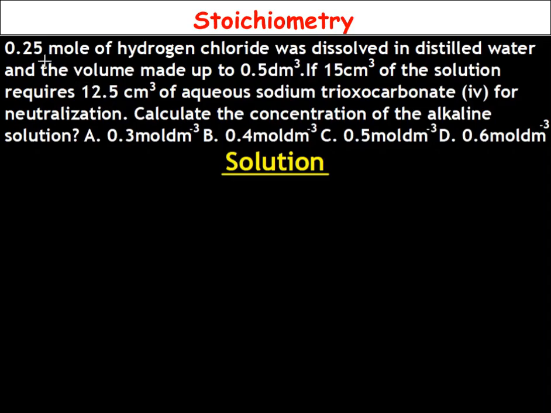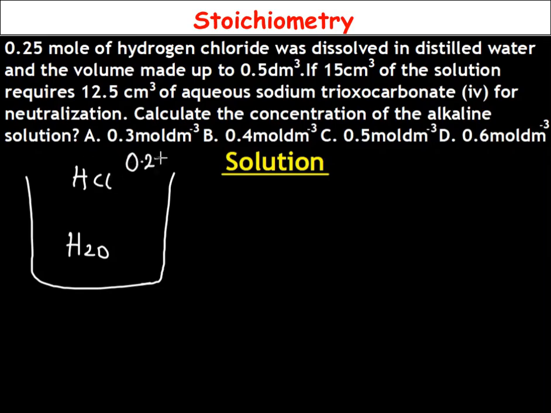But then, we have it that 0.25 mole of HCl, hydrogen chloride, was dissolved in distilled water. So let's see if I should draw a diagram. If I have in this container distilled water, H2O, and then HCl was dissolved into it. So you have hydrochloric acid of 0.25 mole dissolved into the water, thereby making the hydrochloric acid solution. Now after putting the HCl into the water, you have the volume made up to 0.5 dm³.